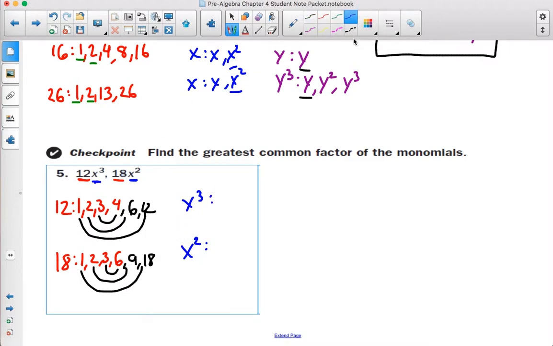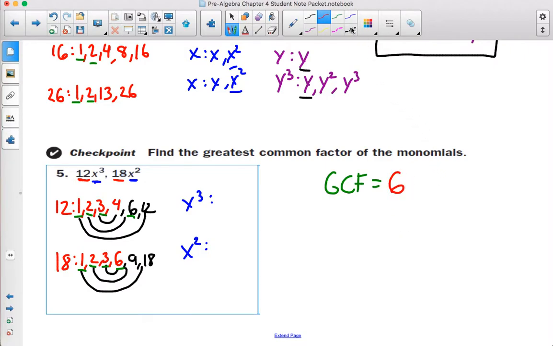What are the common ones? The common ones are 1 always. 2, hey, 3 goes in there. Hey, 6 goes in there. So the biggest one they have in common, if I'm going to list out the greatest common factor, the biggest number that those two monomials or terms have in common is 6.